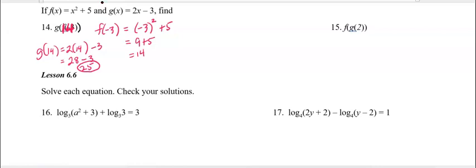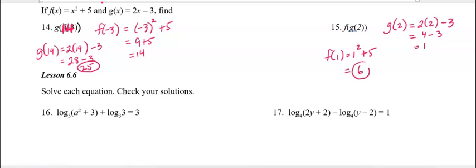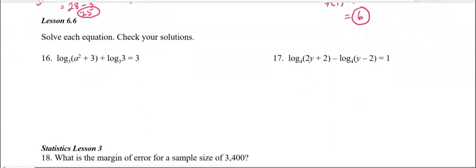All right, number 15, same thing. I'm going to evaluate first g of 2. What is the output if I input 2 in place of x? All right, 4 minus 3 is 1. So now that output is going to be used as an input in the f function. So I put 1 in place of x. 1 squared is 1. 1 plus 5 is 6. So there's your two answers for those two composite function examples on this review sheet.